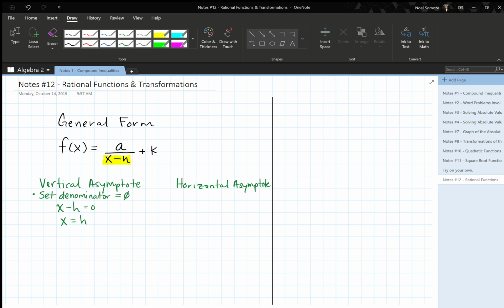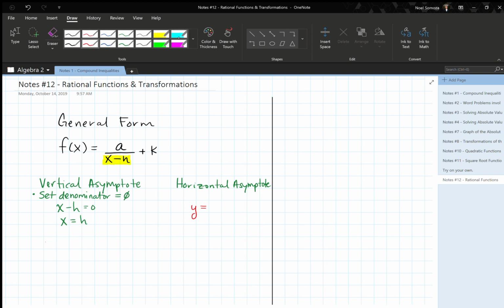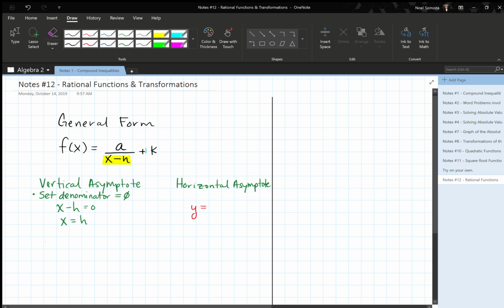Now the horizontal asymptote is very easy. It's actually less work than the vertical asymptote. The horizontal asymptote is going to be a horizontal line that the function cannot cross, and the way that we look for it is just by finding k. You're just going to create a horizontal line that says y is equal to k. So you'll have two separate asymptotes.